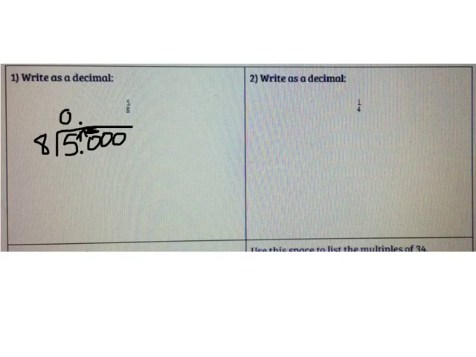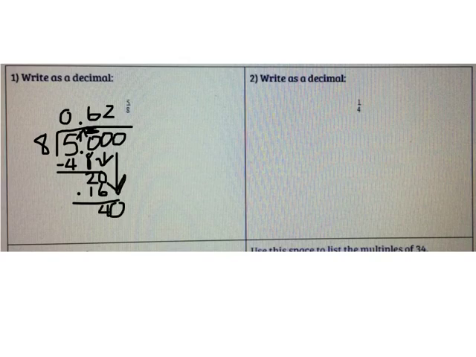How many times does 8 go into 50? 8 goes into 50 6 times. What's 6 times 8? 6 times 8 is 48. When I subtract 50 minus 48, what do I get? It's 2, and I can bring down my 0. Now I can start dividing again. How many times does 8 go into 20? 8 goes into 20 2 times. What's 2 times 8? It's 16. When I subtract, how much do I have left over? I have 4 left over, and I can bring down my next 0.